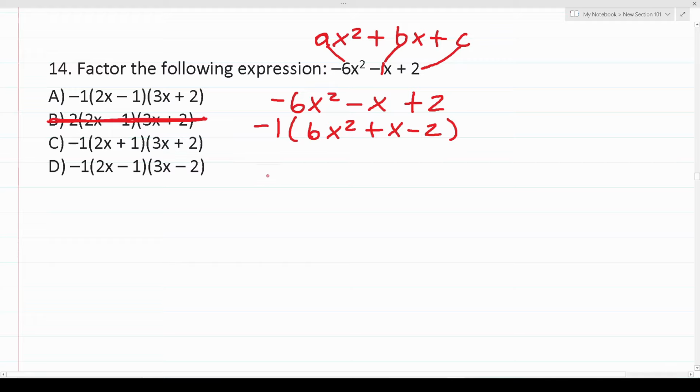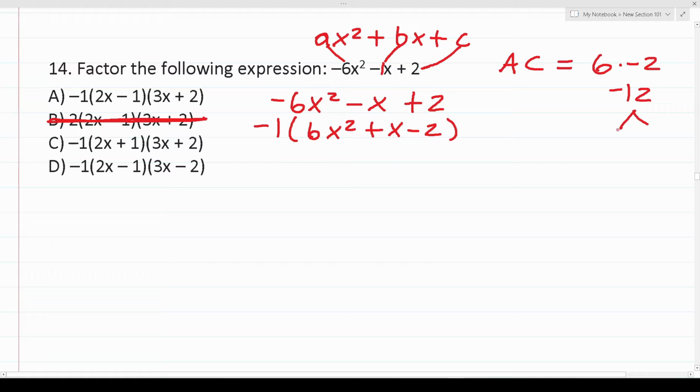And now all we have to do is factor this 6x squared plus x minus 2. And we're going to do that using the Australian method. The Australian method says take A and multiply it by C. So again, A is right here at 6. Multiply it by C, which is -2. So 6 times -2 is -12.